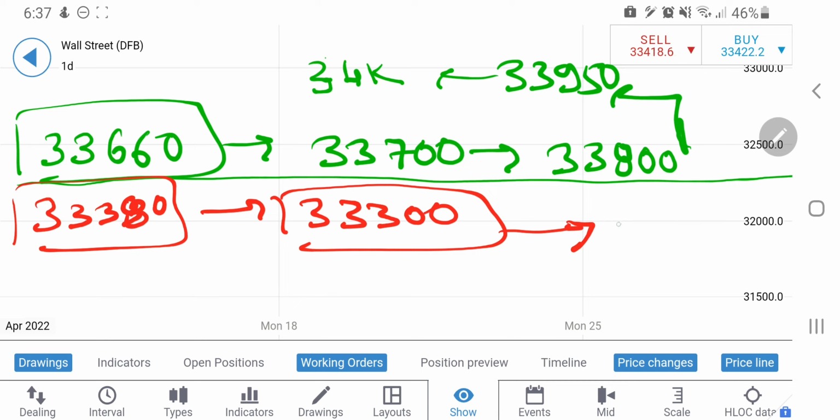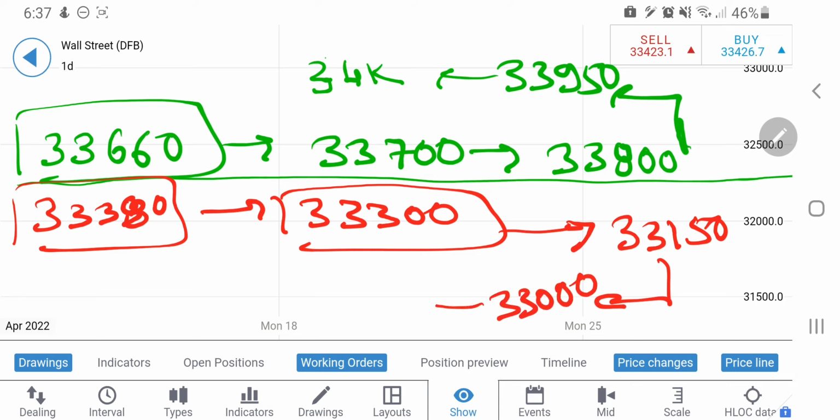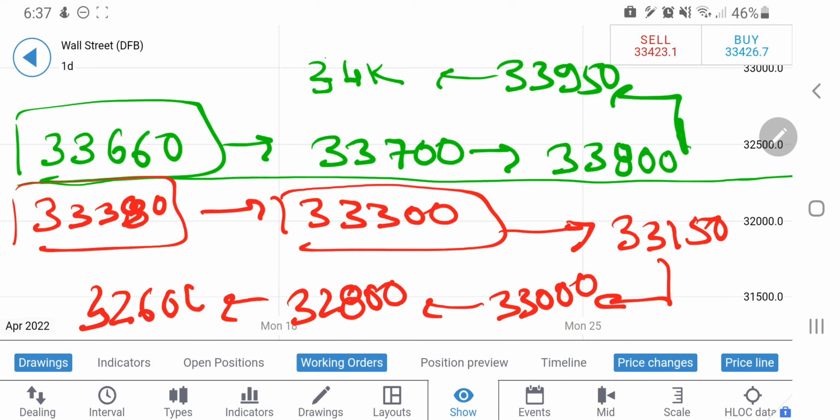If it breaks 33,300, we can expect a sharper drop, which might try to take it towards 33,150, 33,000, and then 32,800. In fact, it has the potential to go till towards 32,600 levels also. There could be a sharper drop if it continues to drop. If not today, then tomorrow. But yes, there could be a red candle today. If it drops below the 33,200, 250 zone, then only take your positions accordingly.